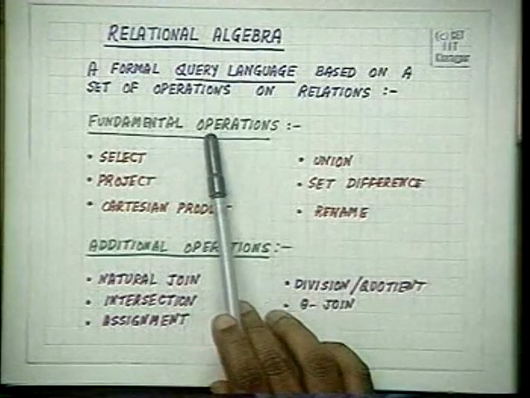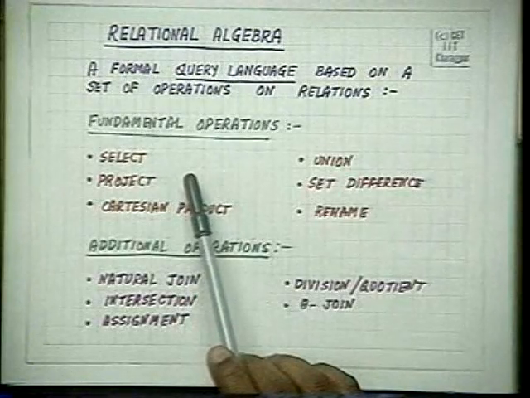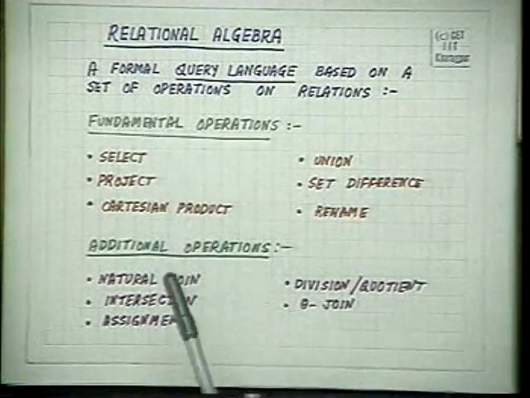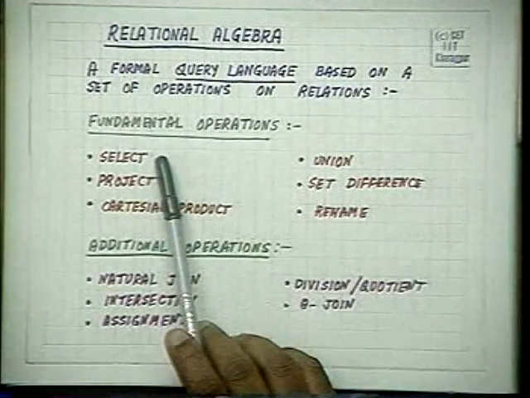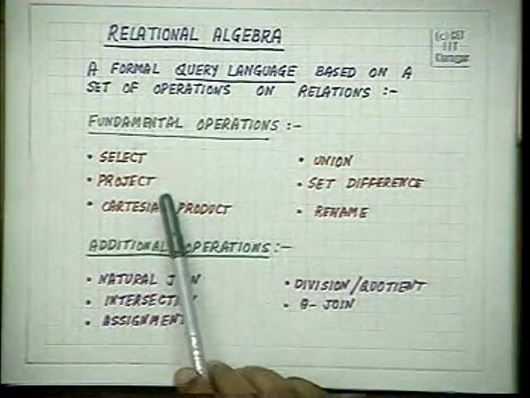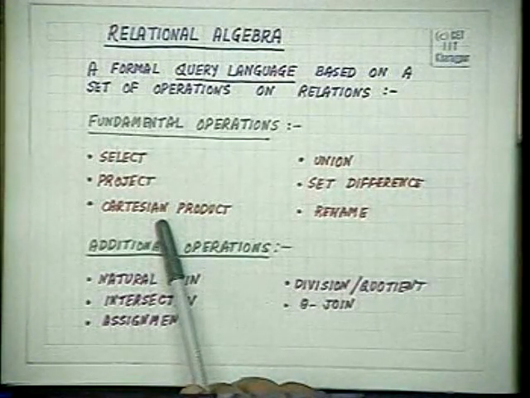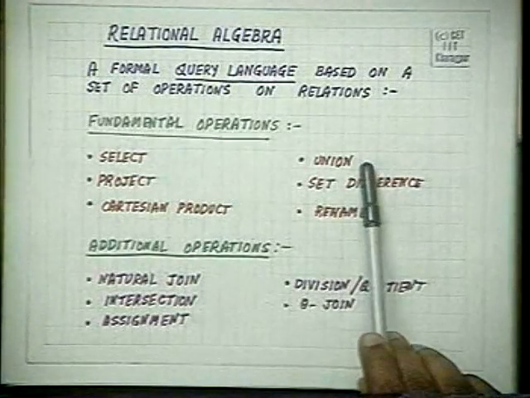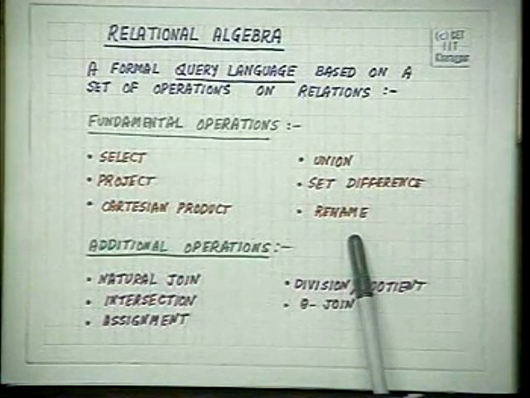So today we will see what these operations are and how they can be used to query and process a relational database system. The fundamental operations are select or selection, project or projection, Cartesian product, union, set difference. Union is set union, this is set difference, and this is the rename operation.